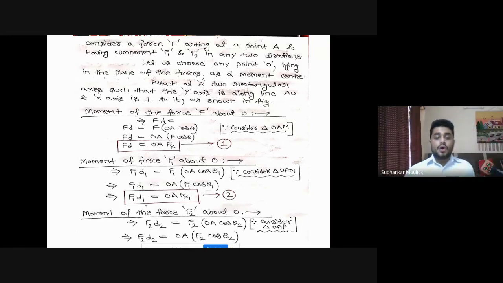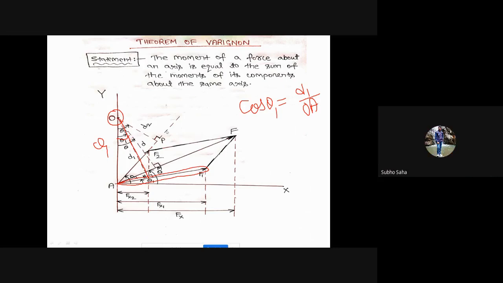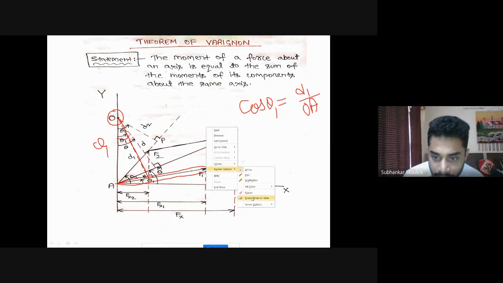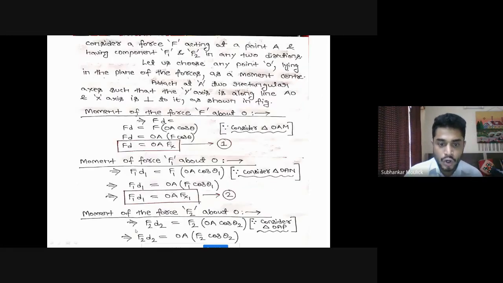Okay, fine. So likewise, we can also calculate the moment of the force F2 about O. Can you tell me from the diagram what will be the moment of force F2 about point O in terms of F and D? F2 D2. Yes. This is my force F2, and I am interested in getting the moment at point O. So this is the perpendicular distance passing through force F2. F2 into D2. So F2 D2.